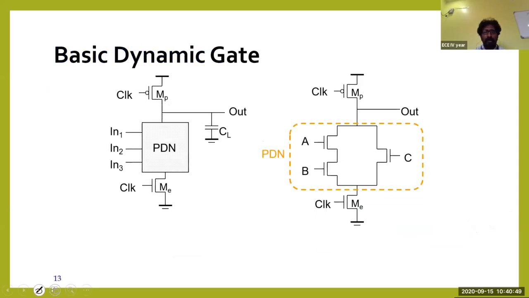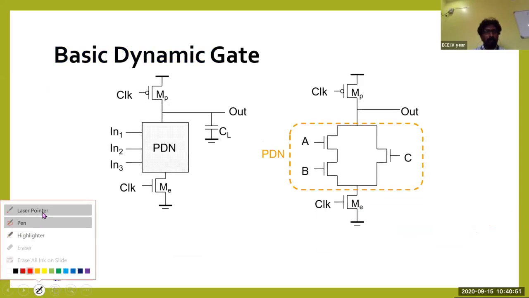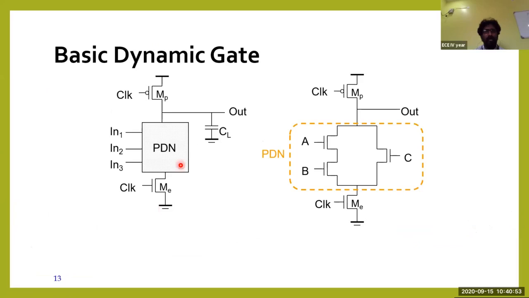And this is a block diagram of dynamic CMOS logic. First, you'll be having a PMOS to which the clock will be connected, and down here a footer NMOS is connected. And now in between there will be a pull down network. This is a pull down network which defines your Boolean equation.